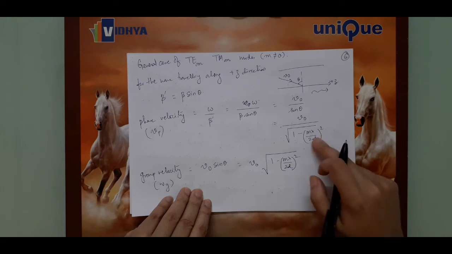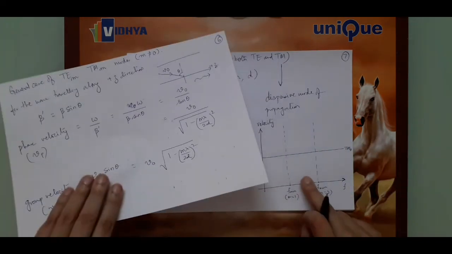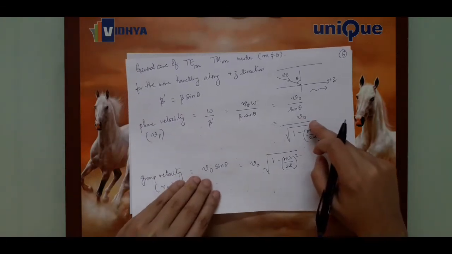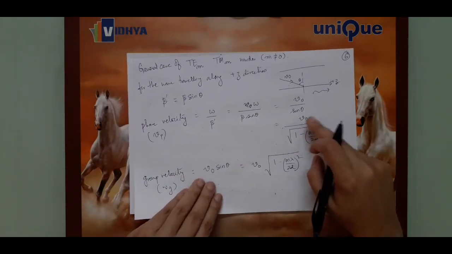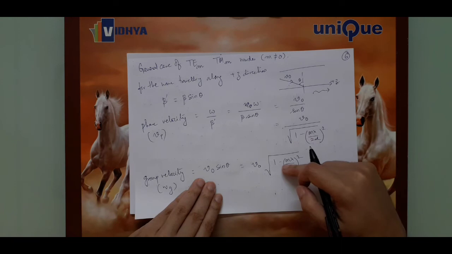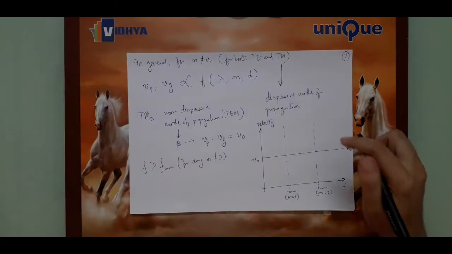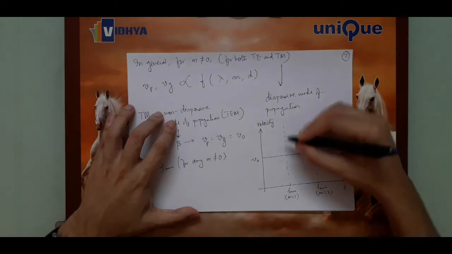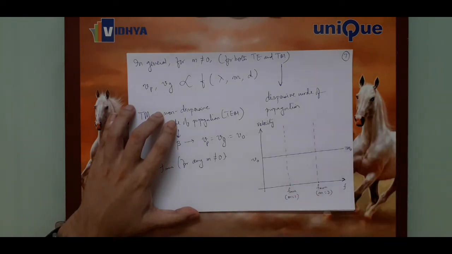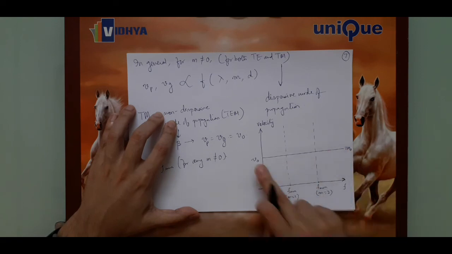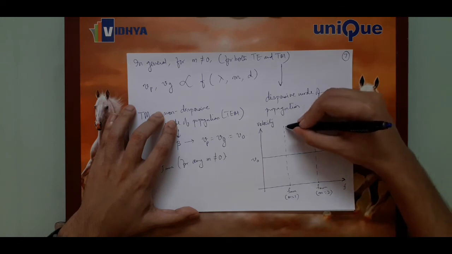It will start tending to 0 because the frequency is increasing, and therefore if the frequency is sufficiently high, both phase velocity and group velocity will tend towards the value v0. So if I draw the phase velocity, when f equals f min, it is almost equal to infinity, and when f is much more than f min, for m equal to 1, it is almost equal to v0. So therefore the phase velocity will look like this.